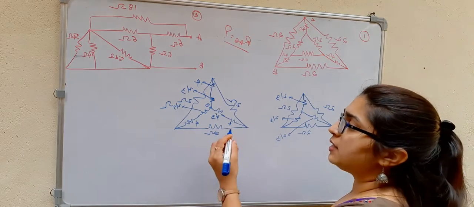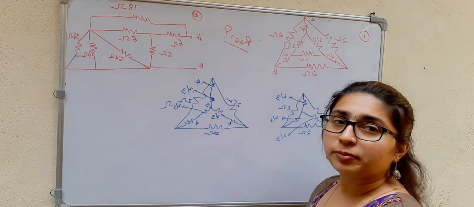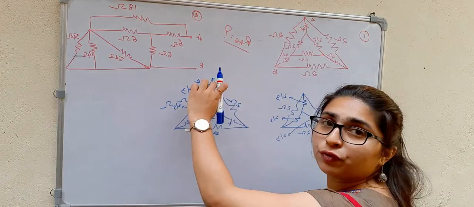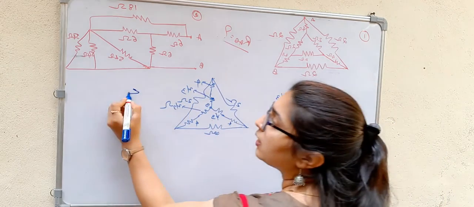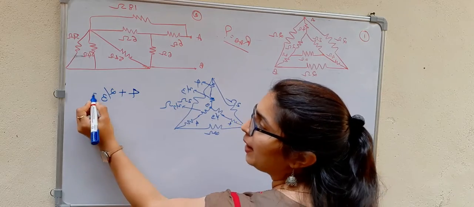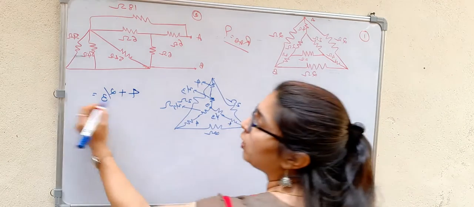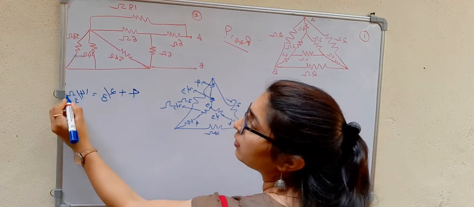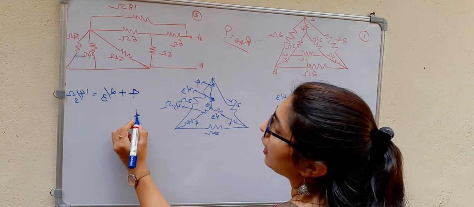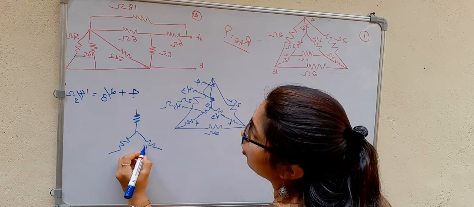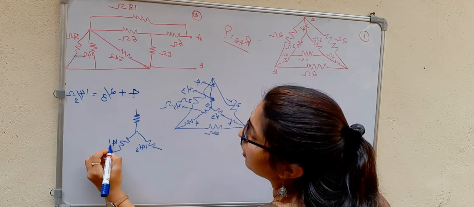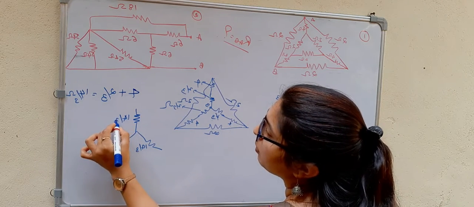Inside you can see this 4 and 2 by 3 are in series. Here also 4 and 2 by 3 are in series, and again 4 and 2 by 3 in series. That means 4 plus 2 by 3 will be equal to 14 divided by 3 ohms. Now I can redraw it once again. This is 14 by 3, this is 14 by 3, and this is also 14 by 3.